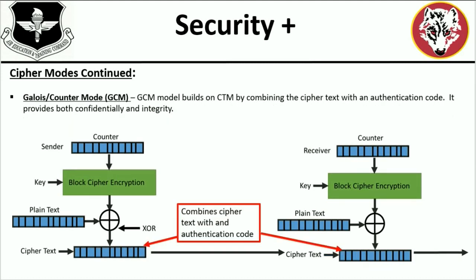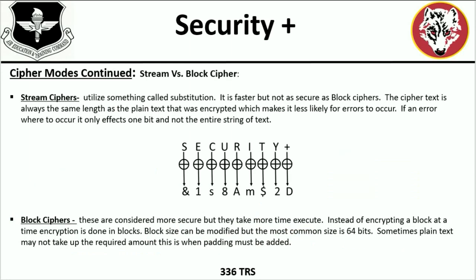Now we have GCM. This mode builds on CTM by combining the ciphertext with an authentication code. So now that we have an authentication code, it will provide confidentiality, which is the encryption, along with integrity. Then we have stream versus block ciphers. Stream ciphers utilize something called substitution. It is faster but not as secure as block ciphers.